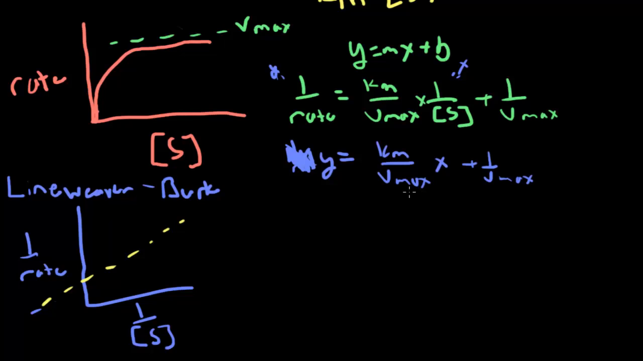It's a pain to deal with in some ways, because I need to take 1 over something. But it actually makes it a lot easier, because if on your MCAT they give you an equation and some numbers, you can determine from this Lineweaver-Burk plot whether an inhibitor is a competitive inhibitor, a non-competitive inhibitor, or an uncompetitive inhibitor. But I'm getting ahead of myself.